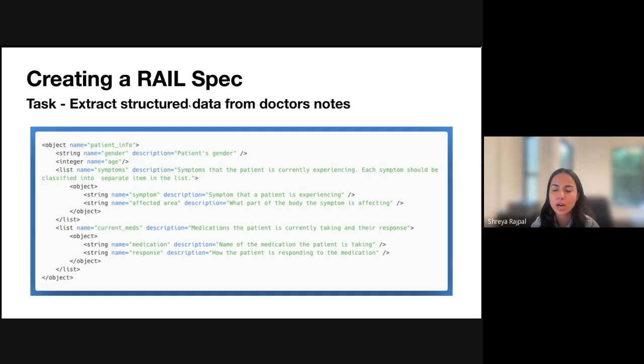All of that information you wish to extract is converted into a Rails spec, where you have some markup. So here's the gender I want to extract and a description of it, the age for a patient, and a list of symptoms where each symptom is a dictionary with the symptom and the affected area. I can also add relevant context for each piece of information I want to extract. Other things like current medication are also specified as a list of objects.